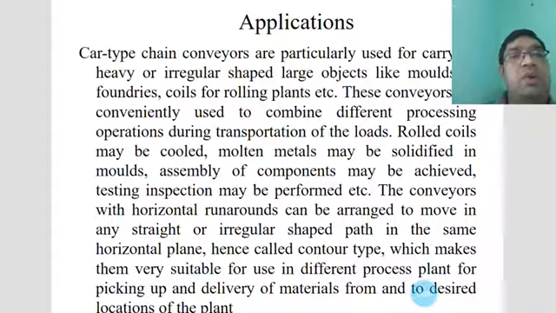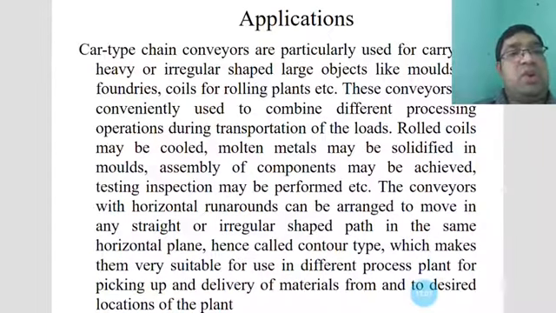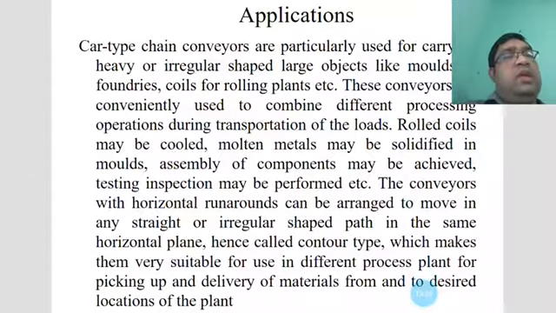These conveyors are conveniently used to combine different processing operations during the transportation of the loads. The rolled coils may be cooled, and molten metal may be solidified in the mold, and this is difficult. The rolled coils may sometimes be cooled so much that this cooling zone cannot be touched manually.